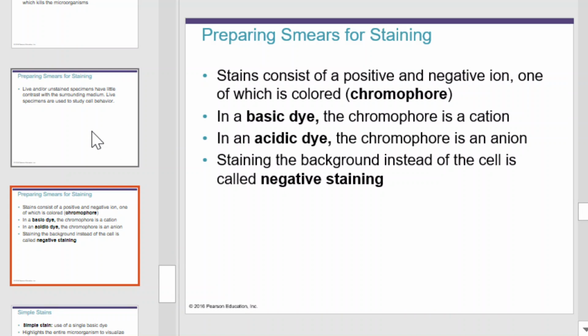Stains consist of a positive and negative ion, one of which is colored. The colored portion of the stain is called the chromophore. In a basic dye, the chromophore is a cation. In an acidic dye, the chromophore is an anion. Staining the background instead of the cell is called negative staining.